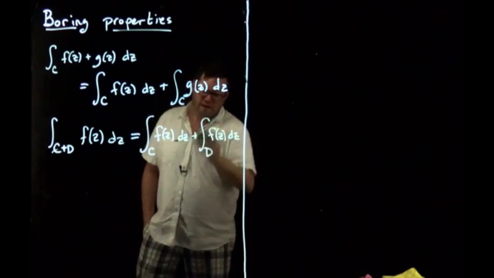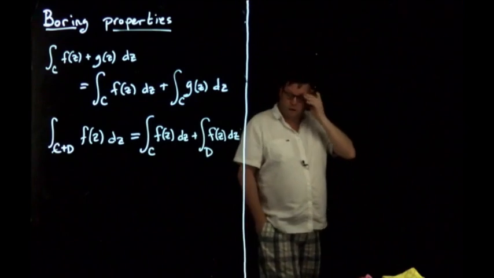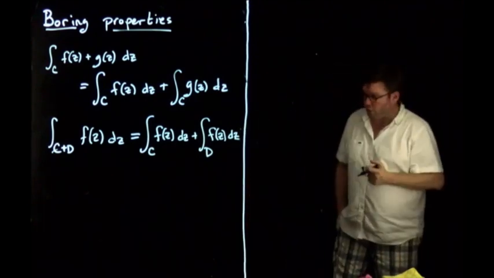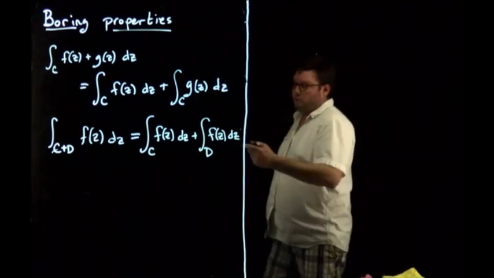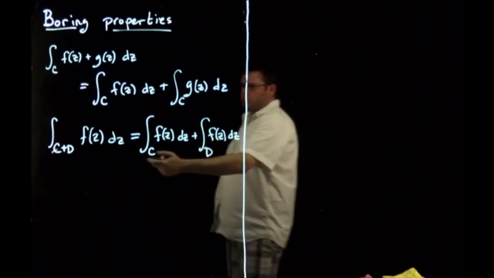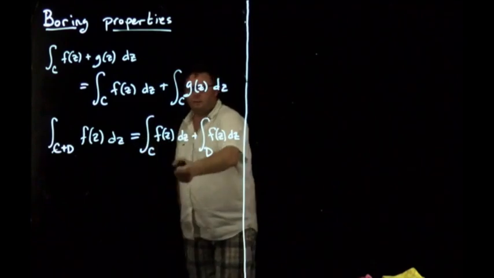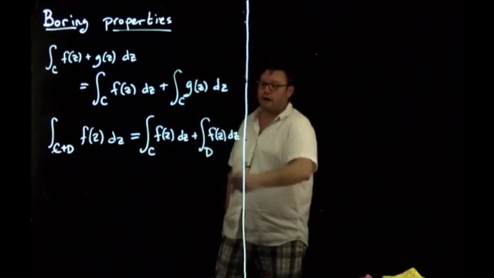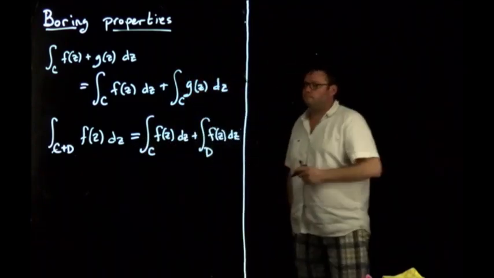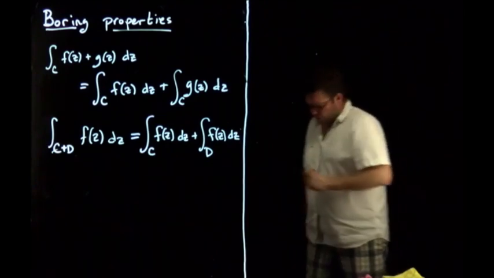That's why a little while ago when we went 3 times around the circle integrating 1 over z, we got 6 pi i, because we could write that as just C plus C plus C, and we're getting 2 pi i, and another 2 pi i. Okay, those are the boring properties.